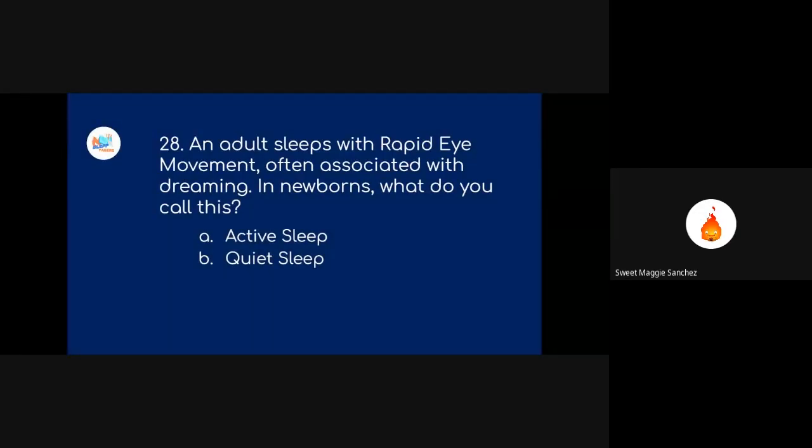Timer stops. Question 28. An adult sleeps with rapid eye movement, often associated with dreaming. In newborns, what do you call this? Is it A, active sleep, or is it B, quiet sleep?